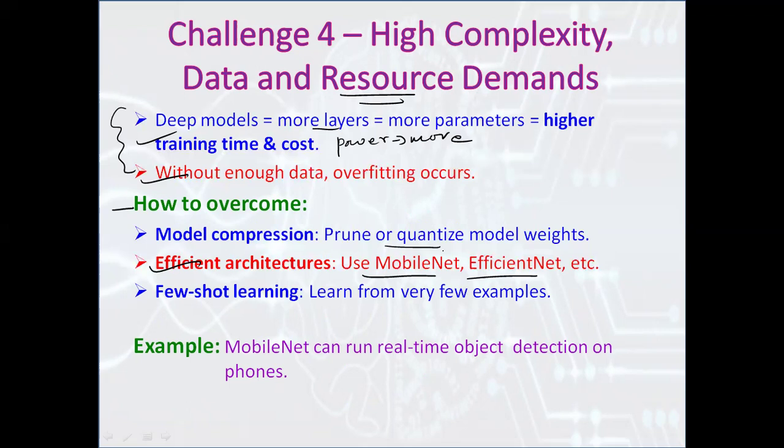The third solution is few shot learning. It enables learning from very few examples. Few shot learning enables models to generalize from very limited examples, useful in domains with scarce data. An example for this case is using MobileNet. Using MobileNet, real-time object detection can be done on mobile devices without needing large GPUs, enabling practical deployment in resource limited areas.